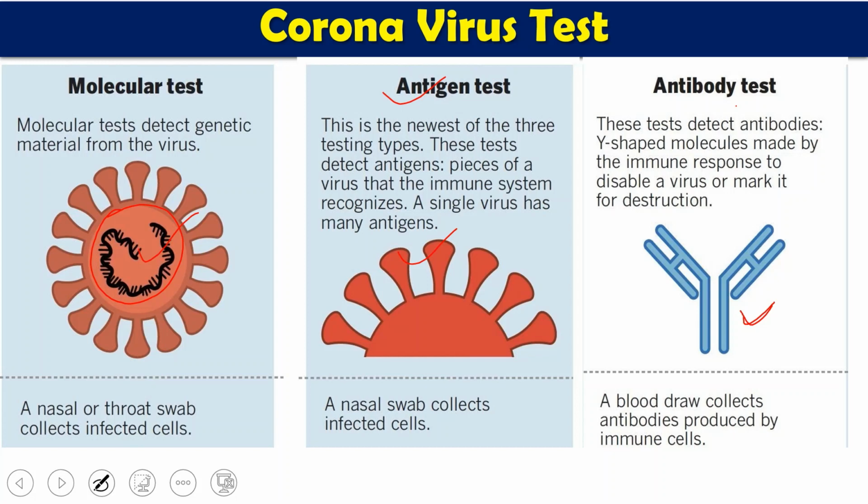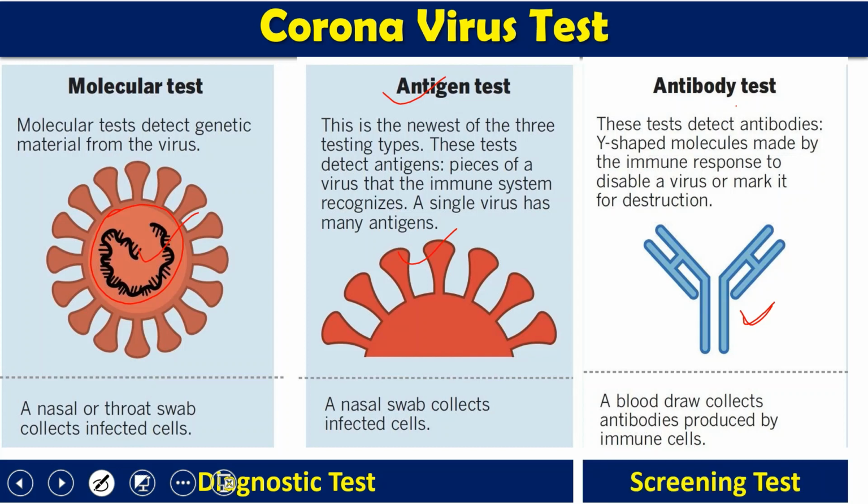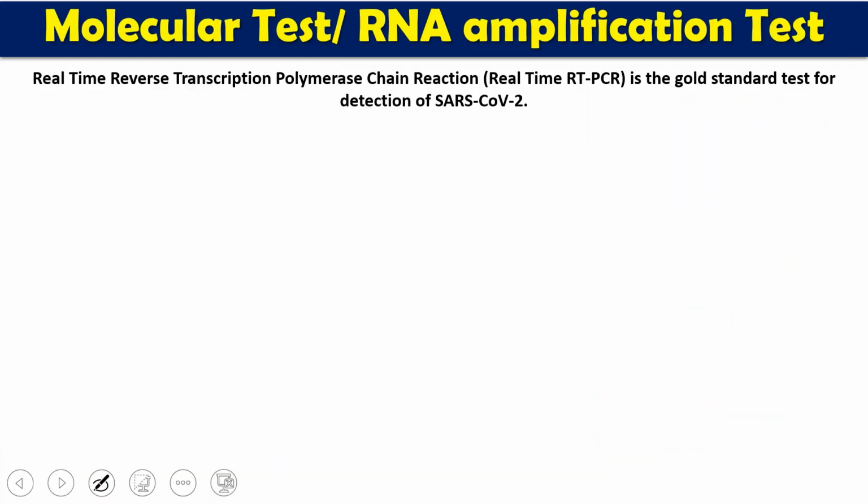Out of these three tests, the first two are called diagnostic tests, because by these tests you detect and identify whether the bacteria or virus is present in the host body or not. Whereas the antibody test is called a screening test, meaning you can detect a person who might have had an infection. This test will not tell you whether the virus is still present in the body of the host. It will only tell you that the host has produced antibodies against that virus. That's why it is called a screening test. One by one we are going to see these tests.